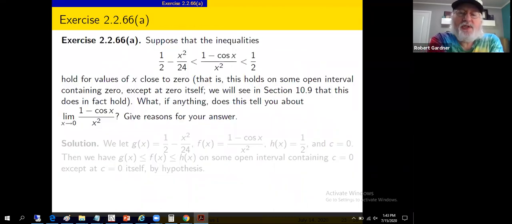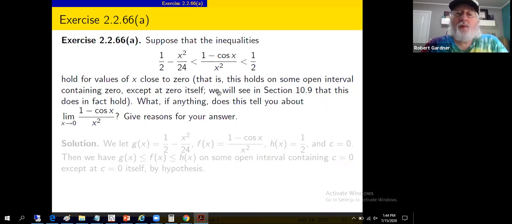Okay, here's one that's a little more subtle, but it's the same idea. Suppose this inequality holds: 1/2 minus x squared over 24 is less than 1 minus cosine x, all divided by x squared, which is less than 1/2. Suppose this holds for values of x close to 0, the book's wording. Let's elaborate on that. That is, this holds on some open interval containing 0 except at 0 itself. Come back and see me in section 10, probably the tail end of calculus 2, where that's actually established. We'll take it as given.